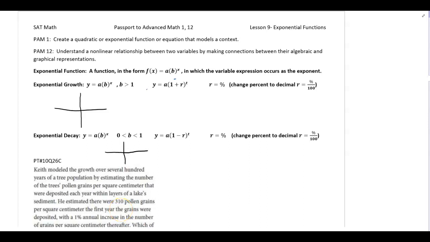Passport to Advanced Math Lesson 9 is all about exponential functions. These addressed standards 1 and 12. So let's look at what an exponential function is.